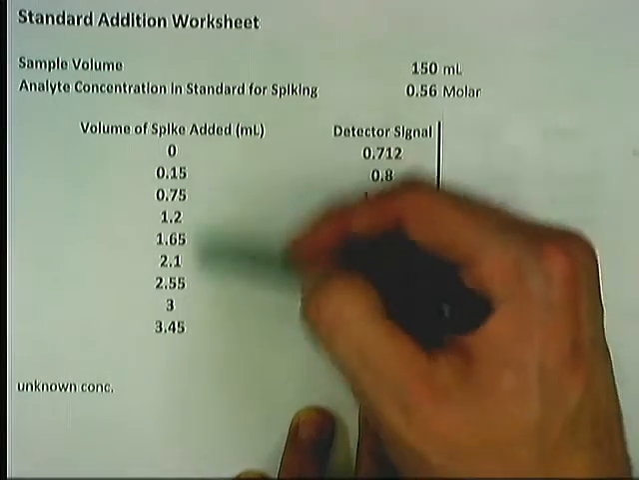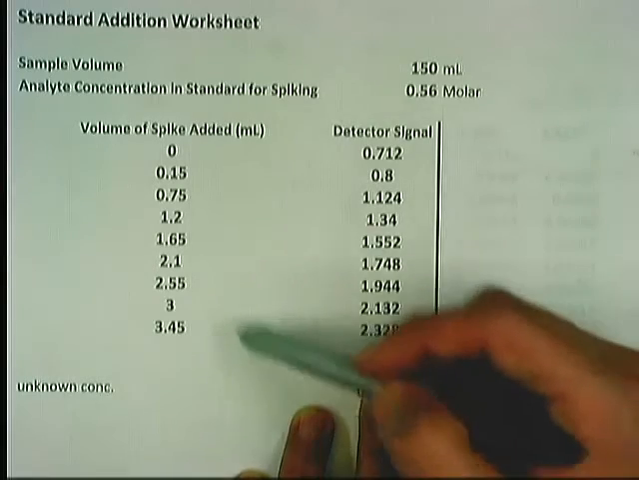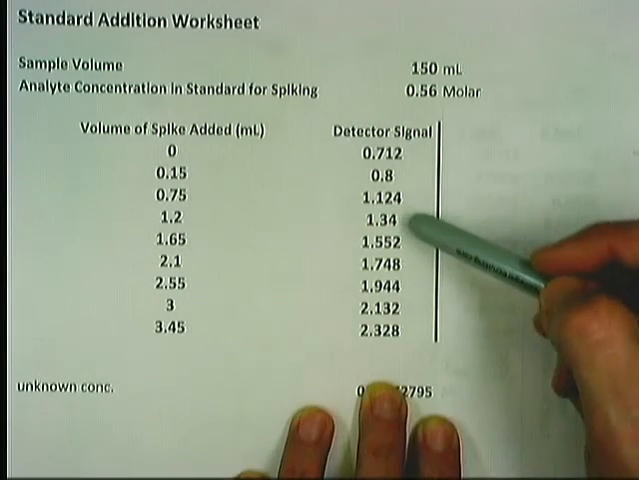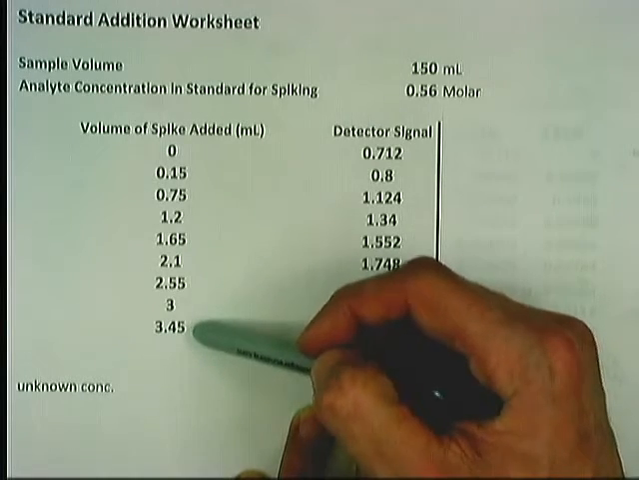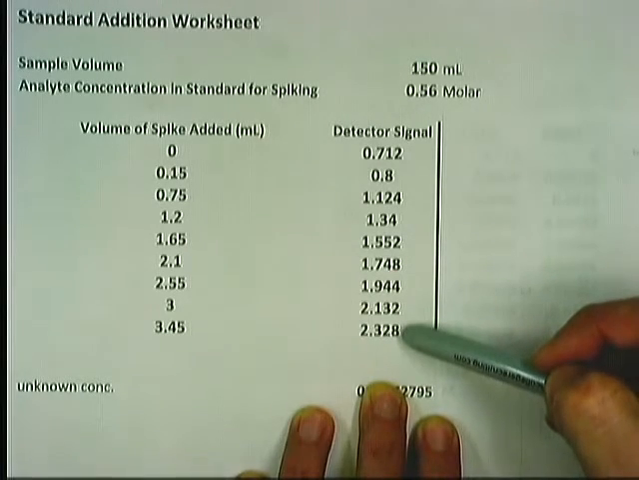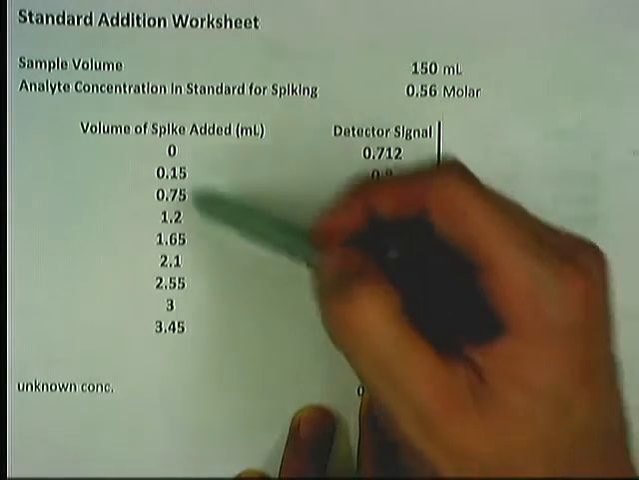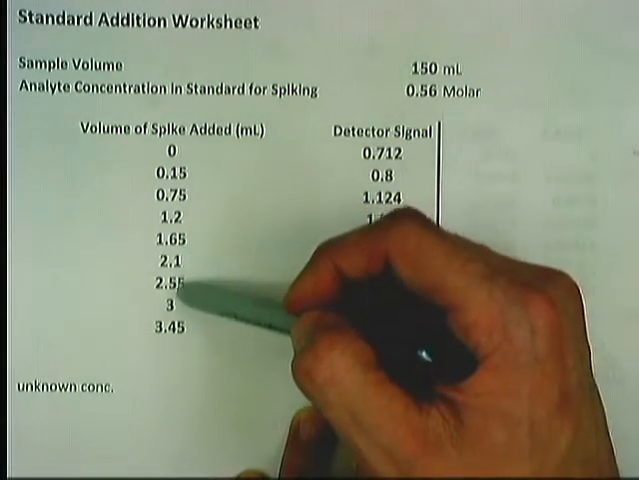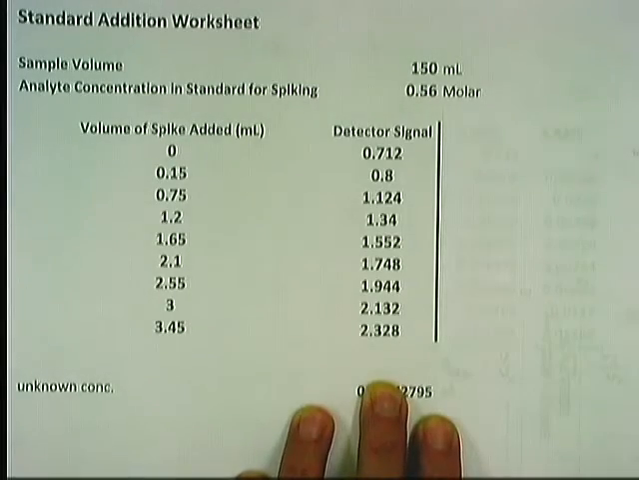This is the total spike volume as well, okay? Not the additional spike, but the total spike. We increase to 1.2. Our detector signal goes to this, and so on, all the way through almost 3.5 milliliters, which produces our maximum detector signal. So this is all experimental data. In this case, we have 1, 2, 3, 4, 5, 6, 7, 8 spiked solutions along with the original. This is actually quite a bit of spikes. Sometimes there's only 3 or 4, okay? But here we've done a very comprehensive job.